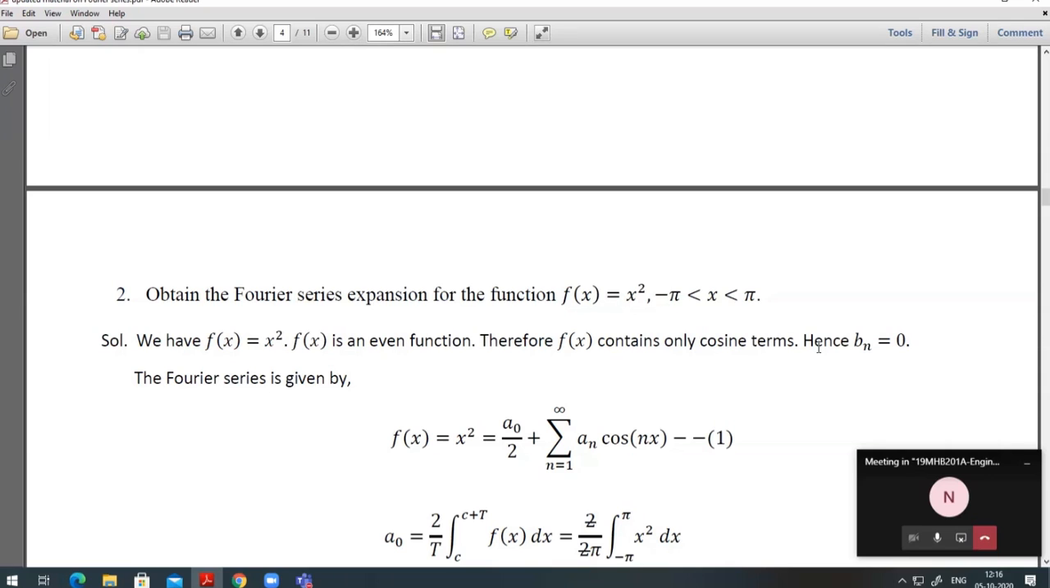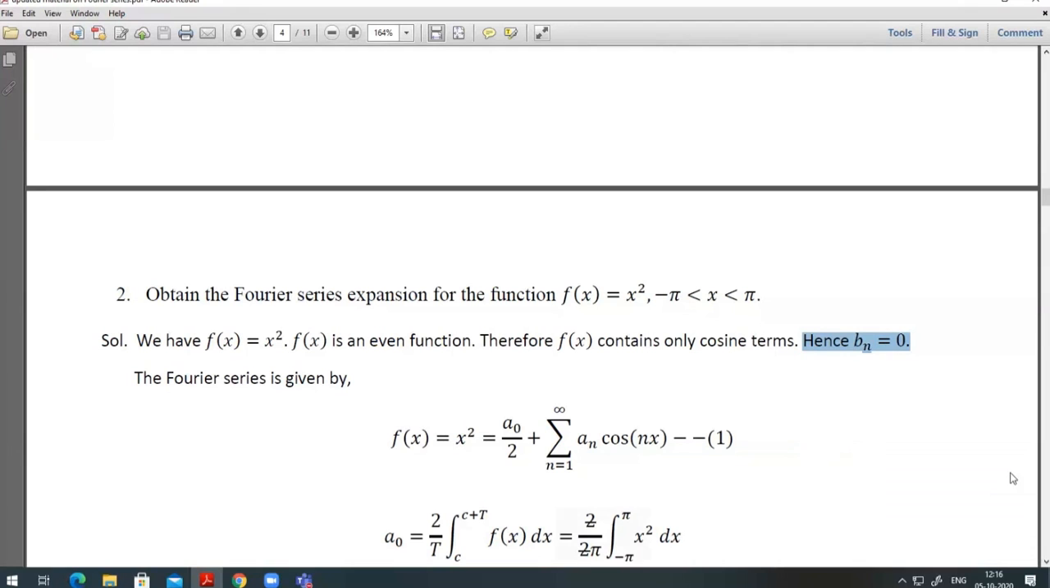So that means I can directly say that the function is even, it contains only cosine terms, hence the Bn is 0. So with this, the required Fourier series is x squared is equal to a naught by 2 plus summation n from 1 to infinity a n cos nx. So here a naught and a n we need to calculate.